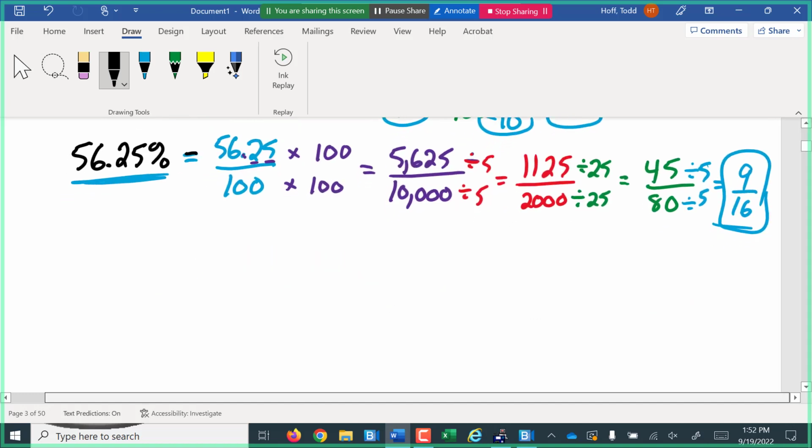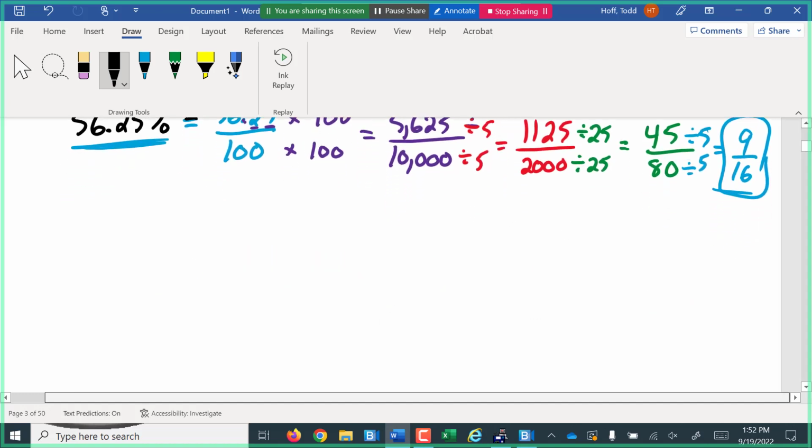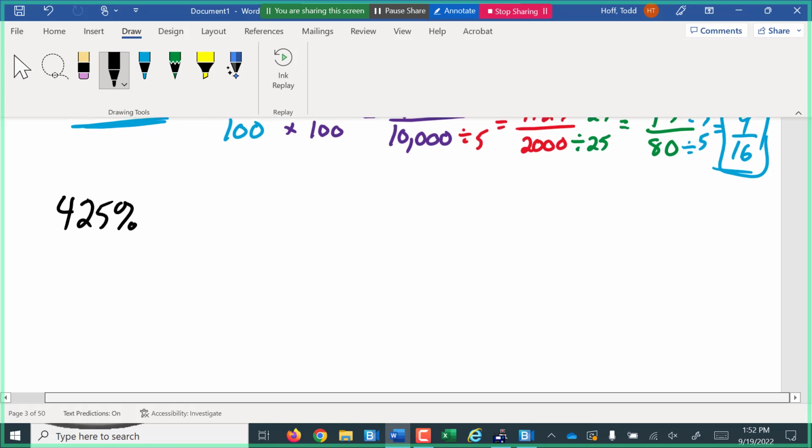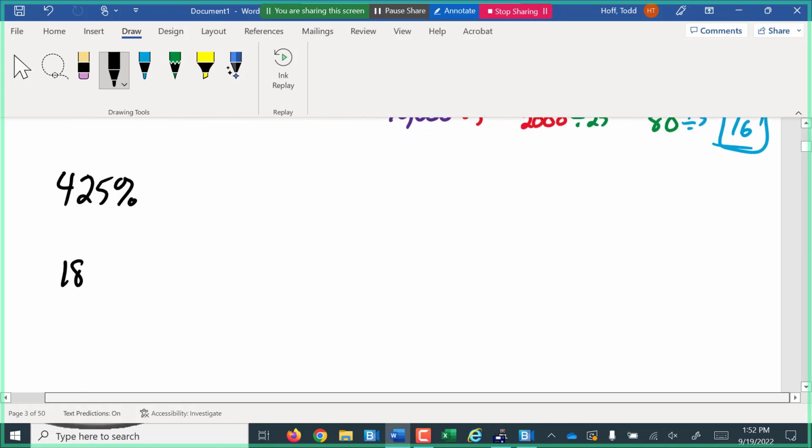So in your notes, I want you to try 2 of them quick here. Actually, we want you to try 3 of them quick. 425%. Put that into that fractional or ratio form. 18 1/3%. And 12.5%. I'll give you guys a minute or so, then we'll go over those.